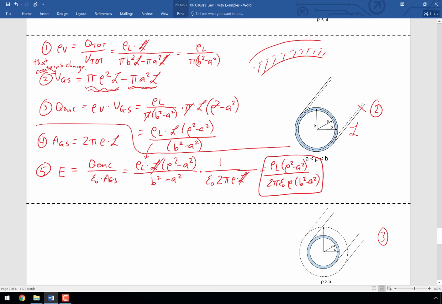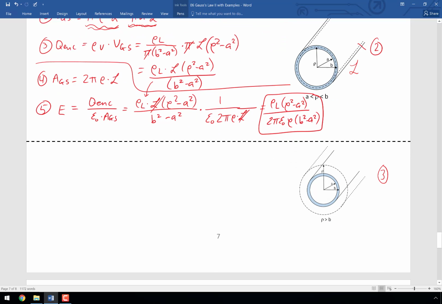And that looks like a pretty complicated function, but remember that A is a constant, B is a constant, 2 pi is a constant, rho sub L is a constant, epsilon 0 is a constant. So the only thing that is variable in that equation is rho. And the only dependence on rho in that equation is in the denominator.